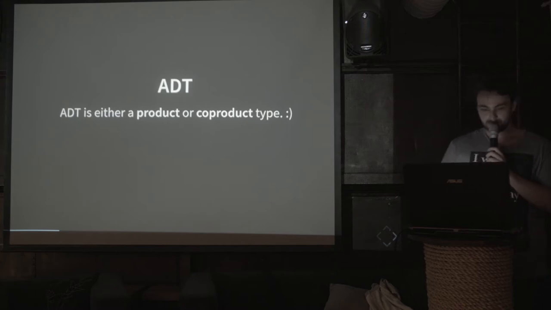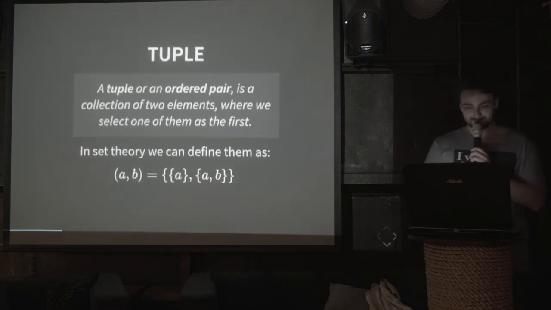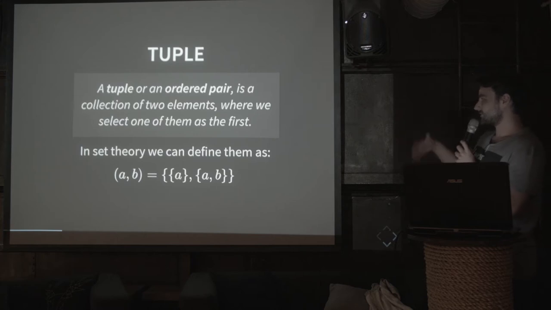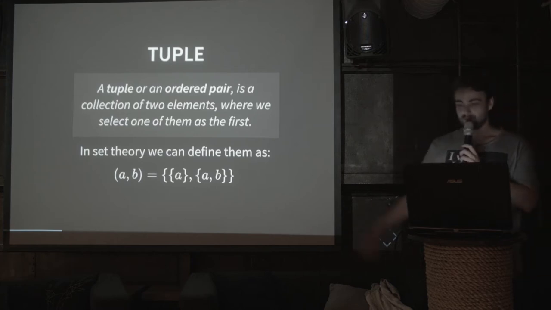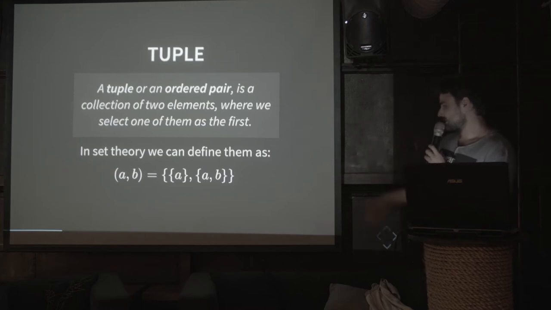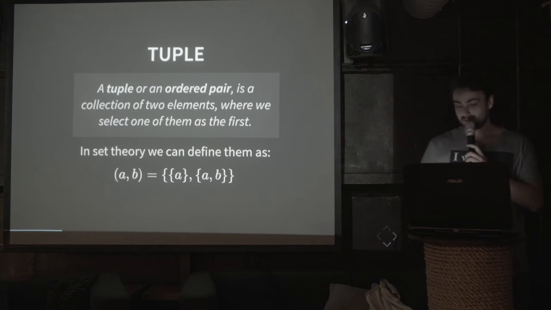So what are product and coproduct types? Well, first we have tuples. We need some basics to explain those two definitions. First, we have a tuple. A tuple is an ordered pair, a collection of two elements, where we can say which one of them is the first one and which is the second one. In set theory, we just define it like that: a set that contains two sets, one of them is the first value, one of them has both values, and this way we can figure out which one is the first and which one is the second.